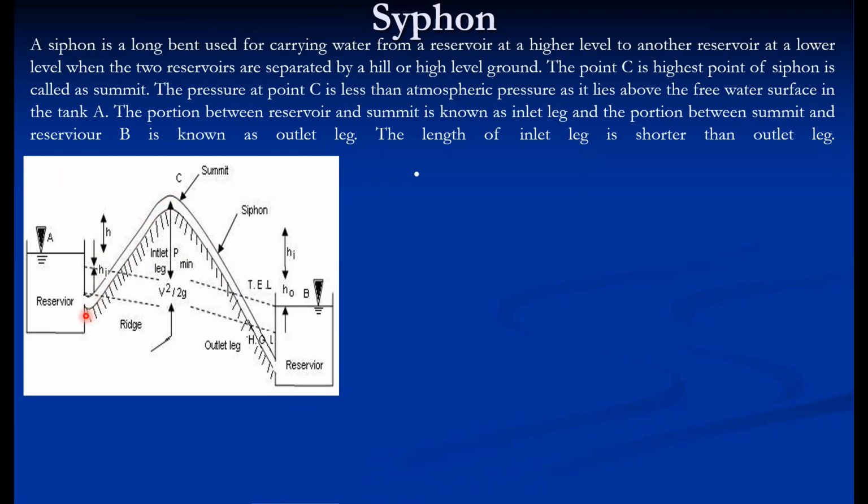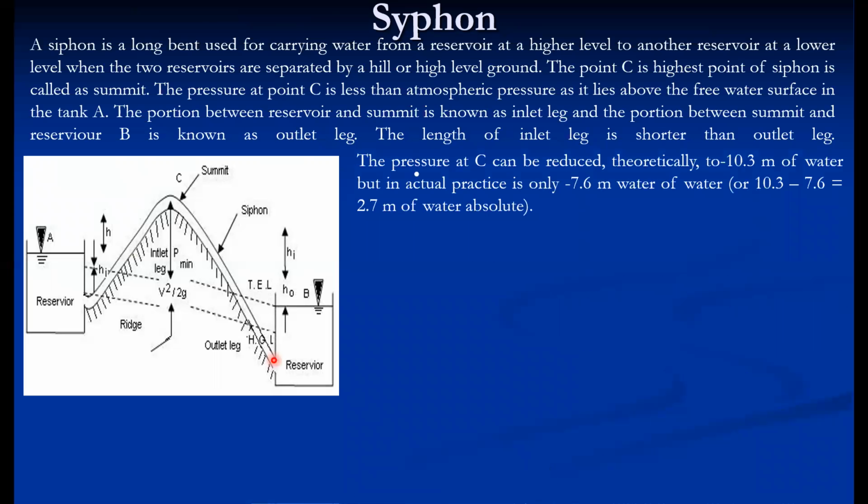The portion between reservoir A and the summit C is called the inlet leg. And the portion between the summit and reservoir B is called the outlet leg, as shown here. In most cases, the length of the inlet leg is shorter than the length of the outlet leg. So this is the general orientation of the siphon, though this orientation may change.